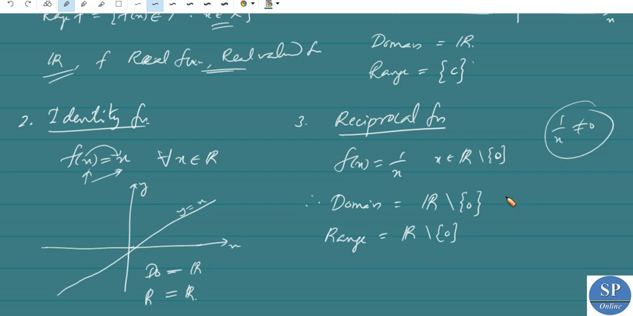Okay, so what about the graph of this function? Graph of this function will be like this. Okay, so it will not take the value 0. This is the x-axis and this is the y-axis. So it will not assume the value y equal to 0, and it is not defined at the point x equal to 0, right?